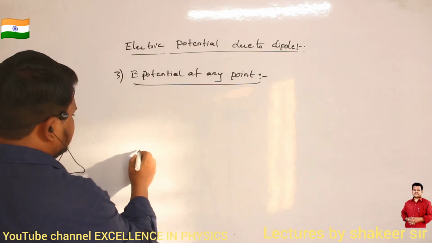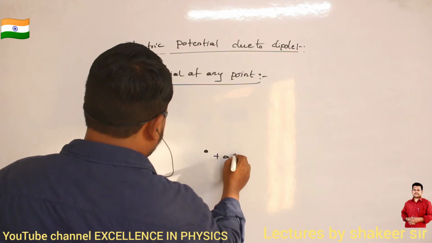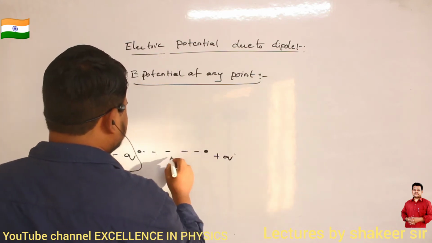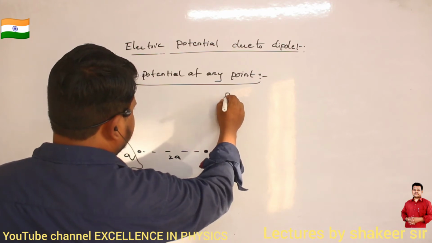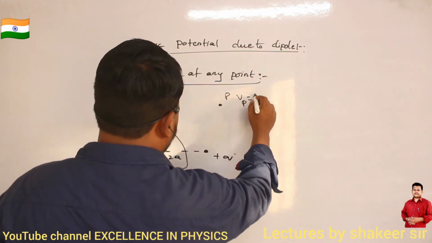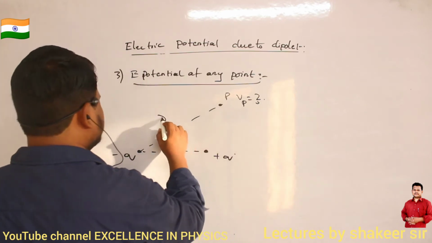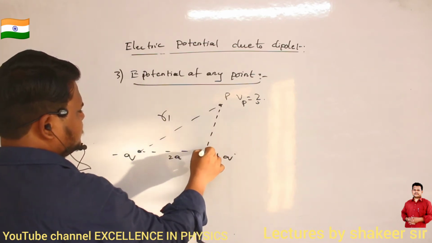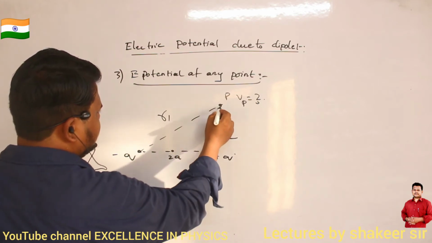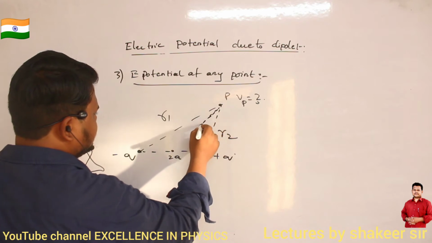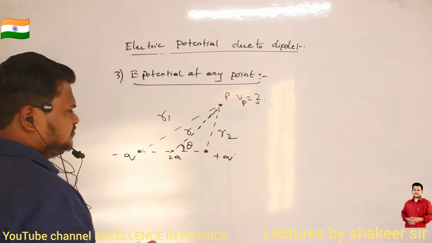Clear, no? So consider this is minus q, consider this is plus q. They are separated by a distance of 2a. Somewhere here at this point, I want to calculate electric potential. From plus q, let this distance be r1, and from minus q, let this distance be r2, and from the center of this dipole, let us assume this point is making an angle of theta. Let this distance be r.